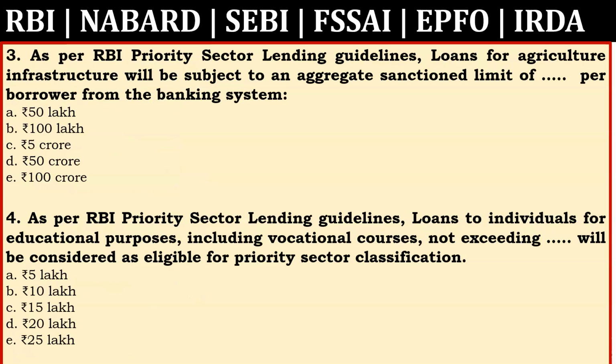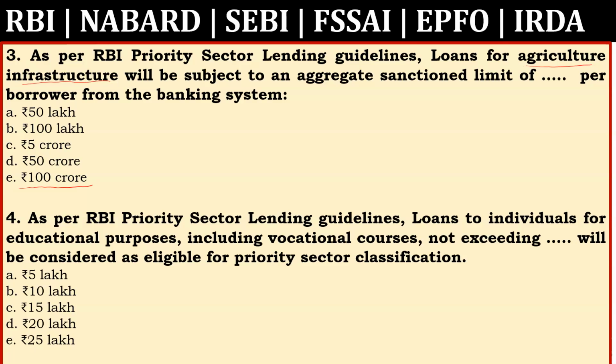Next question: as per RBI priority sector lending guidelines, loans for agriculture infrastructure will be subject to an aggregate sanction limit of rupees dash per borrower from the banking system. We have to answer the limit of loans for agriculture infrastructure under the priority sector lending guidelines. You have to select from these 5 options: 50 lakh, 100 lakh, 5 crore, 50 crore, 100 crore. The right answer is 100 crore. 100 crore is the limit for agriculture infrastructure.